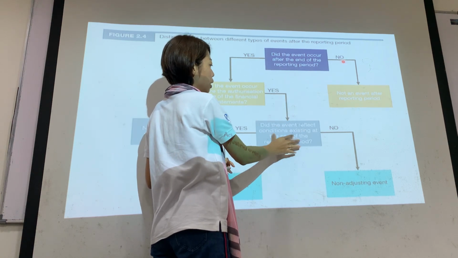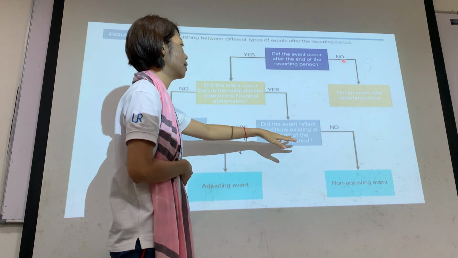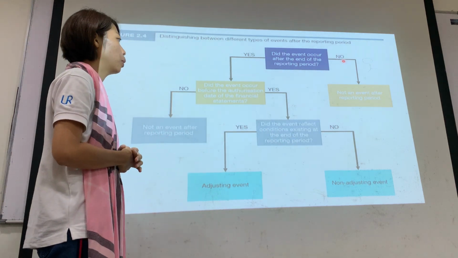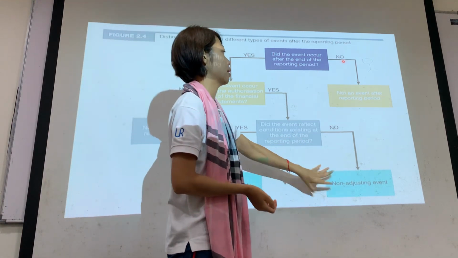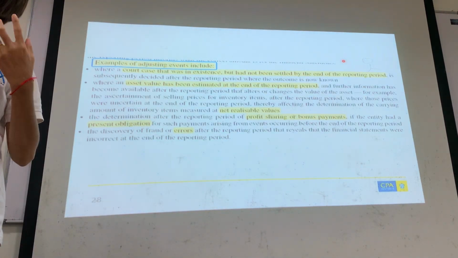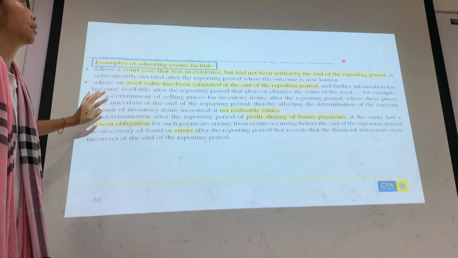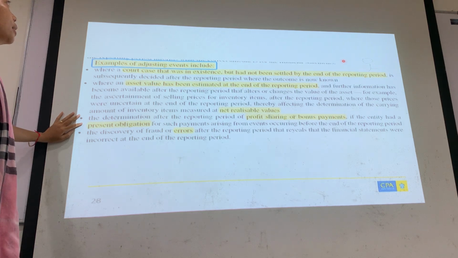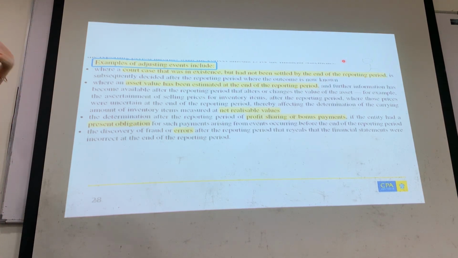Okay, step 2. This one is step 2. Whether the event reflects the conditions existing at the end of the reporting period. If yes, we adjust it. If no, we don't adjust it. Okay, so for those who are finding this a bit difficult, you can look at all these examples to understand it better. So more or less the same if you keep on doing the exercises.